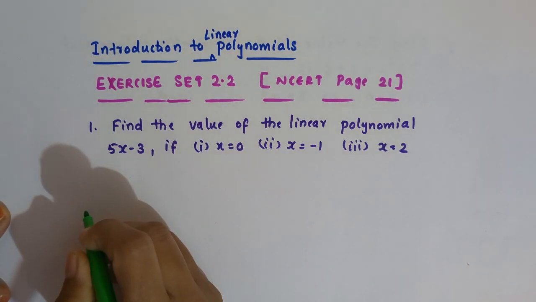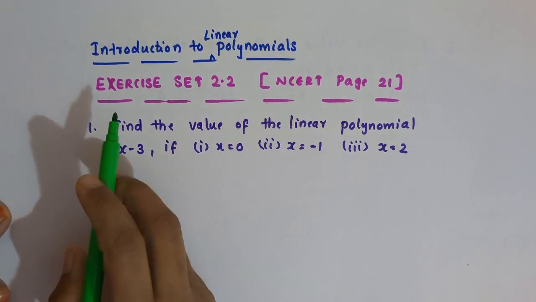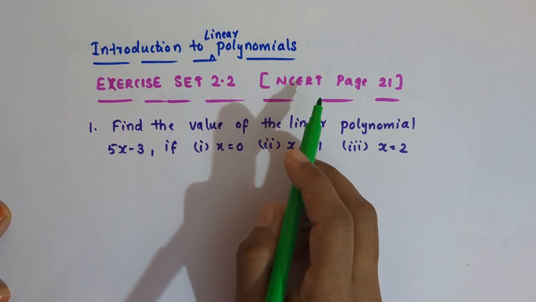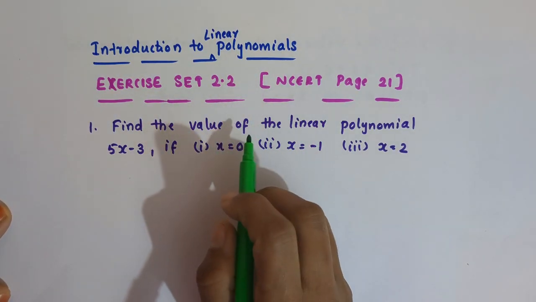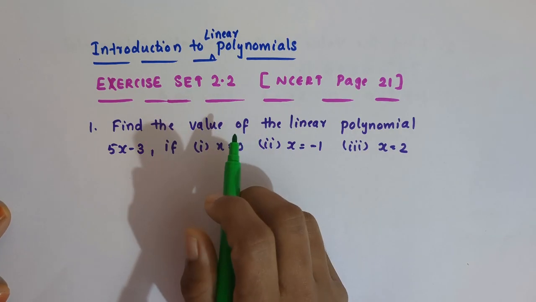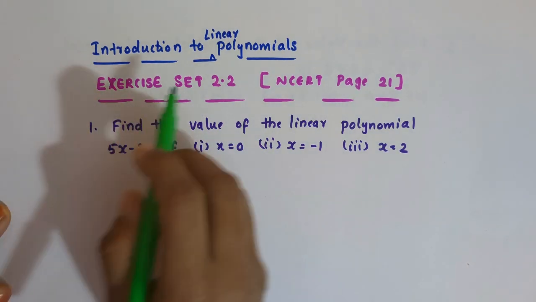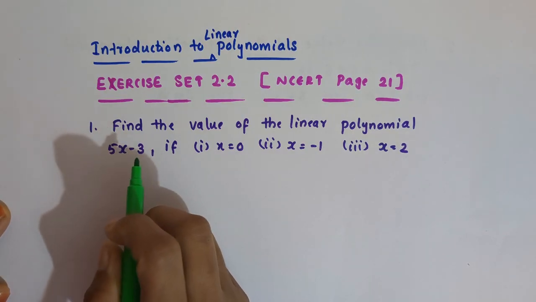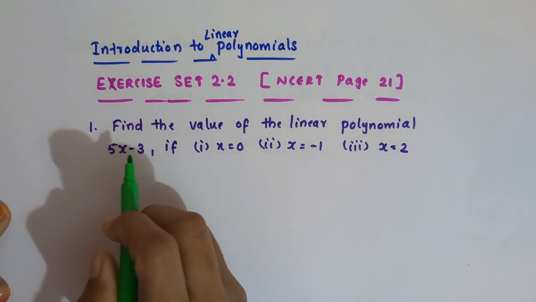Hello everyone, in this video, we are going to discuss the exercise set 2.2 questions which are given in NCERT page number 21, chapter 2, Introduction to Linear Polynomials, class 9, Mathematics Ganita part 1. See, there are 7 questions in this exercise set 2.2 part. We will be discussing all these 7 questions. So, let us see the first question.